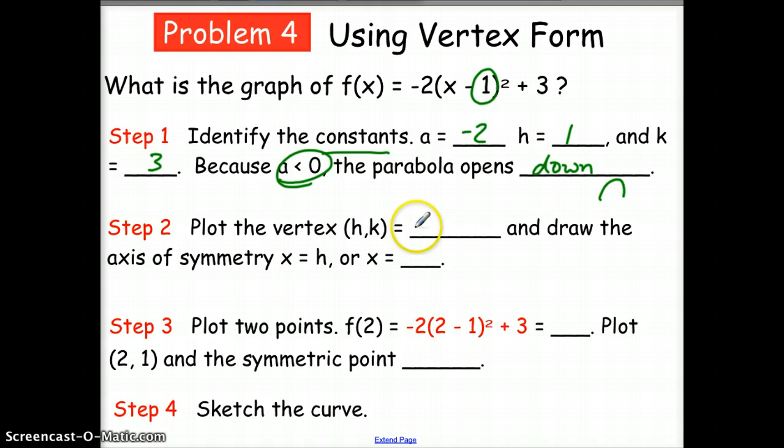So the first thing you want to do is graph the vertex, which in our case is (1, 3), and then draw your axis of symmetry, which is x equals 1, and then pick a couple points around the x value of 1. So like 2 would be a good thing to plug in, and 0 is a good thing to plug in. So if I plug in 0, I'll get 0 minus 1 squared. That's going to be -1 squared is 1, and -2 times 1 is -2 plus 3 is 1. And this one will also be 1. So plot those and then sketch the curve.